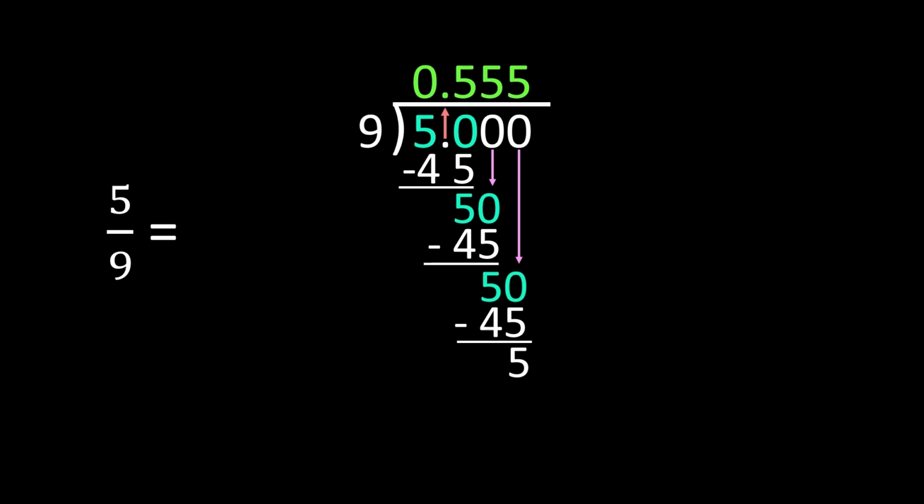5/9 as a decimal is going to be a repeating decimal, and we'll show our conversion as being 5/10, and we'll put the bar over the 5, indicating that that 5 is repeating. 5/9 equals 0.5 repeating.